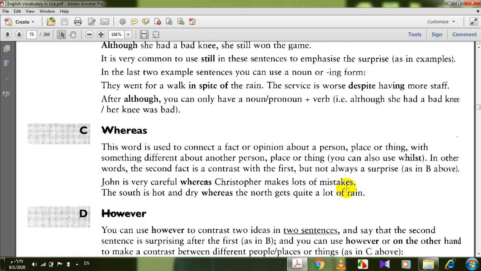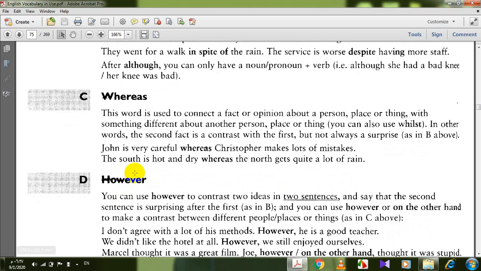Careful, it makes lots of contrast. The second sentence: the south is hot and dry, whereas the north gets quite a lot of rain. Okay, this is whereas. Hot and dry, and quite a lot of rain. Two contrast ideas.